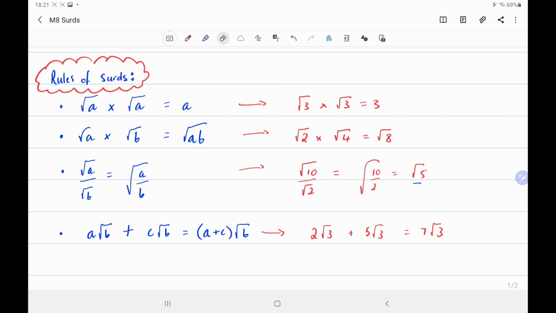Second rule, root a times root b. So you have two different numbers underneath the square roots, you just multiply them together. So the square root of 2 multiplied by the square root of 4 is equal to the square root of 8, because 2 4s are 8.